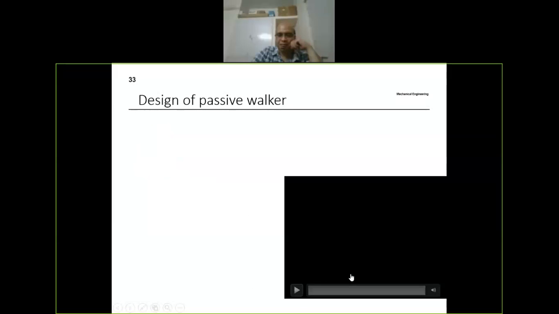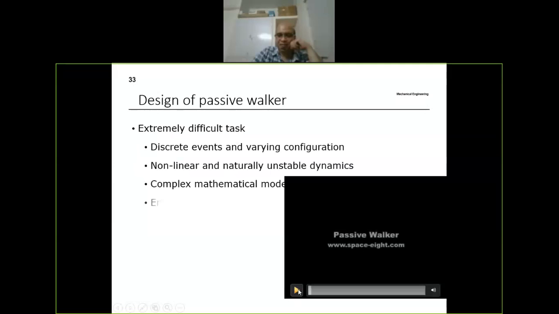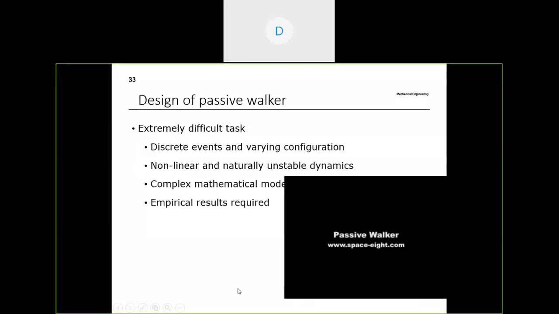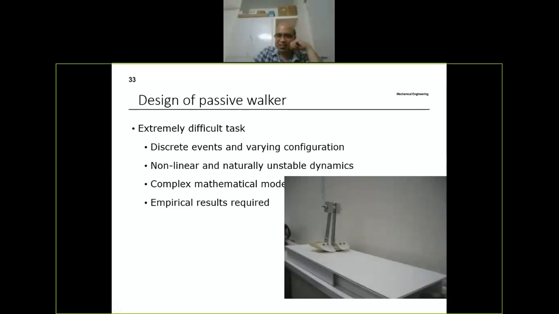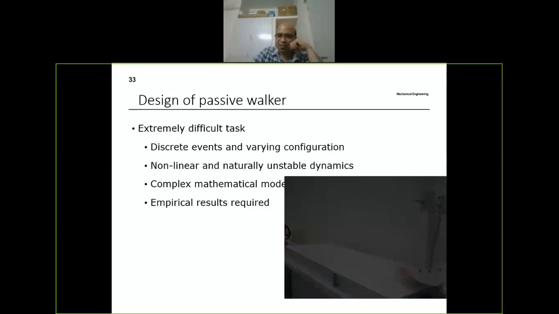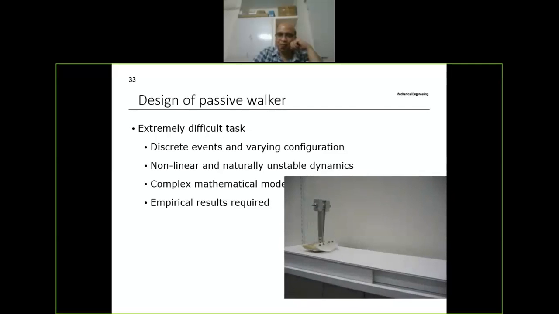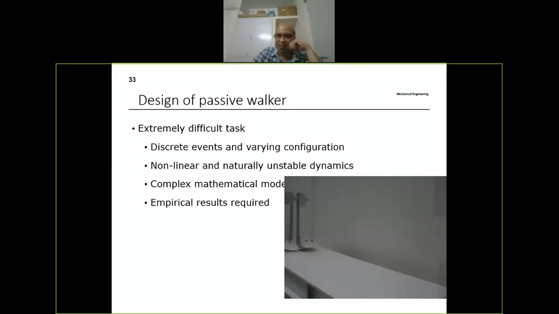So this is an example. Please have a look at this example. So this is what we call a passive walker. Okay, and it has two legs. It does not have any actuator. It can just walk down a slope. Okay, this is what we call a passive walker, a system or a machine which does not require any energy to walk.